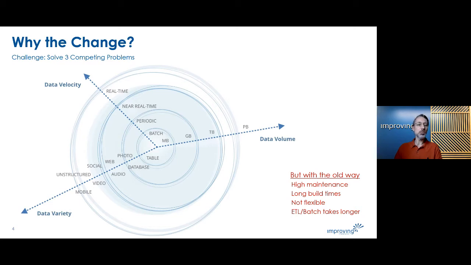The problem is with traditional approaches, with traditional relational databases, and even your big data, Hadoop and Spark and what have you, they're having a hard time keeping up. They require higher maintenance, longer build times for development efforts and projects. They don't have a whole lot of flexibility once built, and they are largely based on ETL and batch processing, and those ETL and batch processes are taking longer and longer to run. So all that is happening, but we want to compete in the marketplace and we want to get to our data faster. So enters modern data.